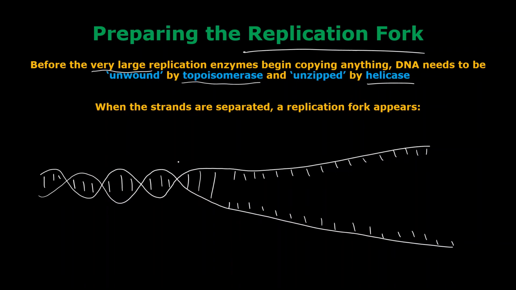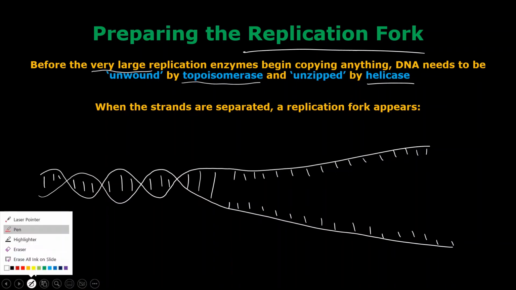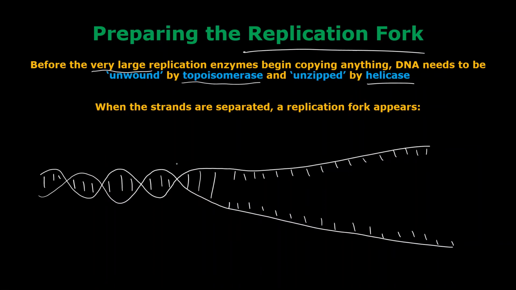So right here, and I'll change to a different color so we can see them a little better, right here, it looks like we have an enzyme, and we do, it is an enzyme. He's moving that way, and he's unwinding the DNA as he goes. This is topoisomerase. He's unwinding the DNA. There will be behind it another enzyme in here called helicase.